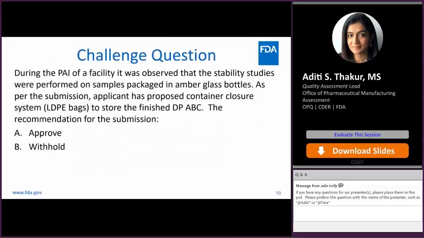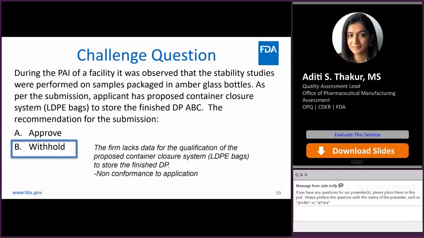Time for the challenge question. During the PAI of the facility, it was observed that stability studies were performed on samples packaged in amber glass bottles. As per the submission, the applicant has proposed container closure system LDPE bags to store the finished product ABC. The recommendation for the submission can be approve or withhold.